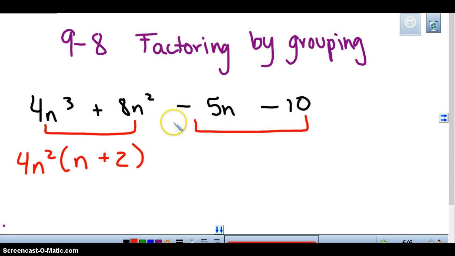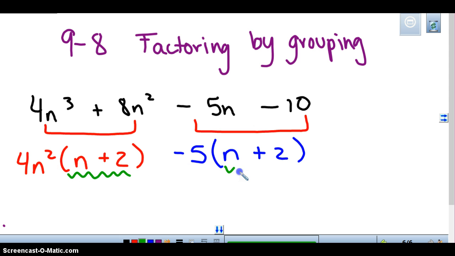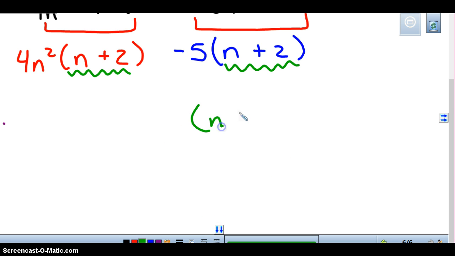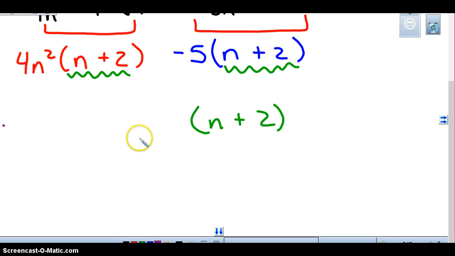2. What can I factor out of negative 5n minus 10? Negative 5 would be the greatest common factor. Negative 5n divided by negative 5 is n, and negative 10 divided by negative 5 is 2. Do we have a common binomial here? Yes, right here. Now if we continue factoring at this stage, we would factor out the n plus 2. That's what they have in common. And what's left over, 4n squared minus 5.